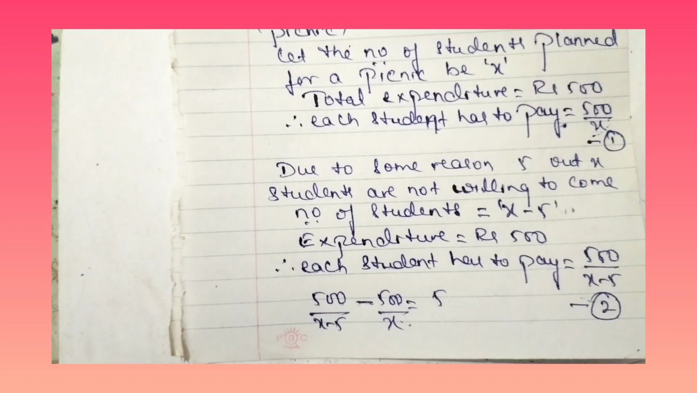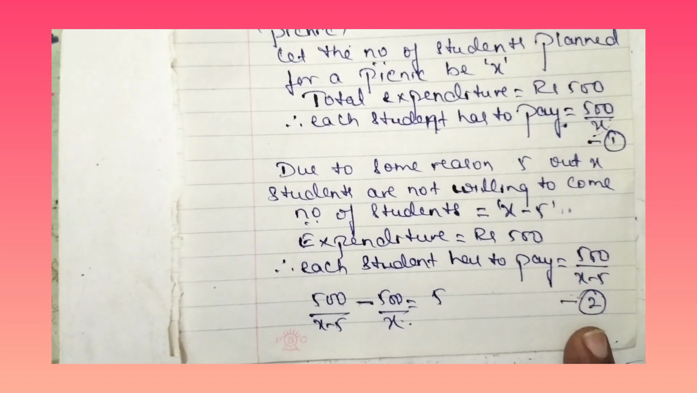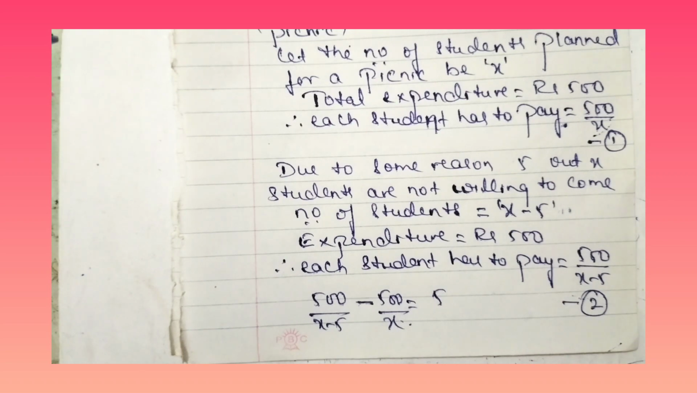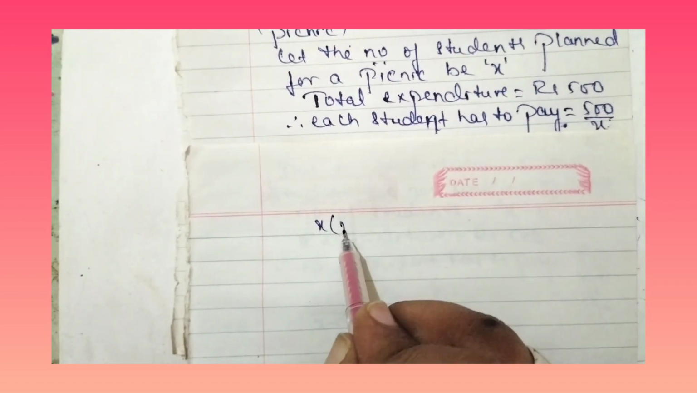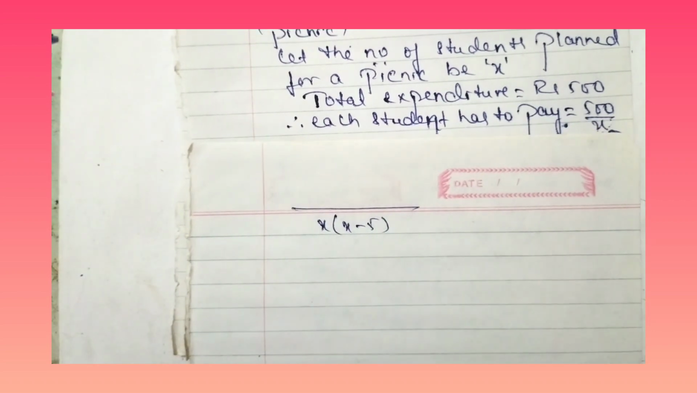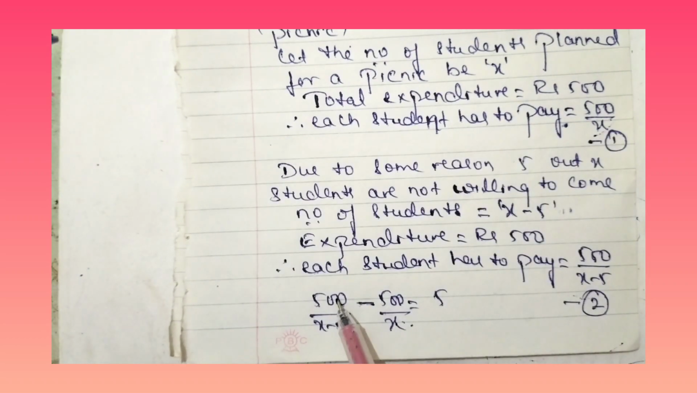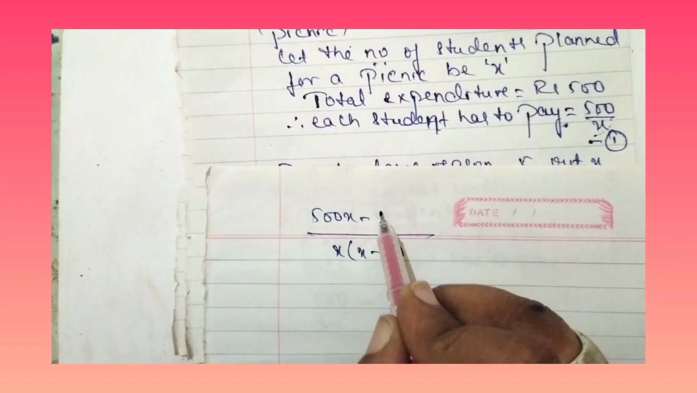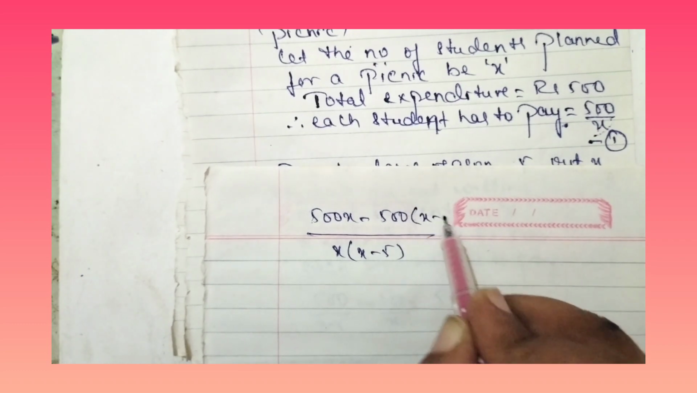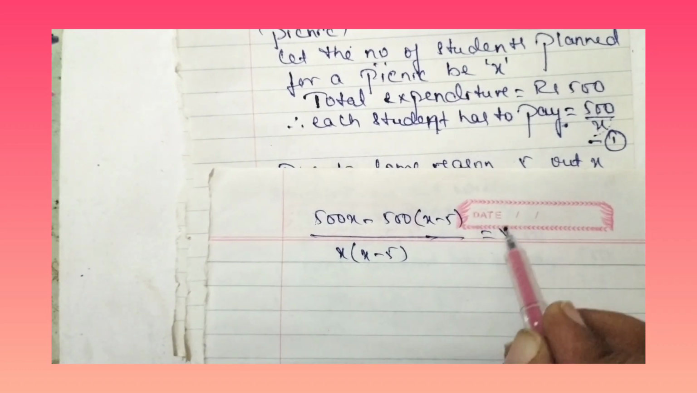So now let us solve. The denominator itself is the LCM. So then cross multiply and let us solve this question. So cross multiply and let us solve this question. What is the denominator? The denominator is x into x minus 5. Now let us cross multiply: x into 500 and x minus 5 into 500. So 500 into x, 500x minus 500 into x minus 5, which is equal to 5.